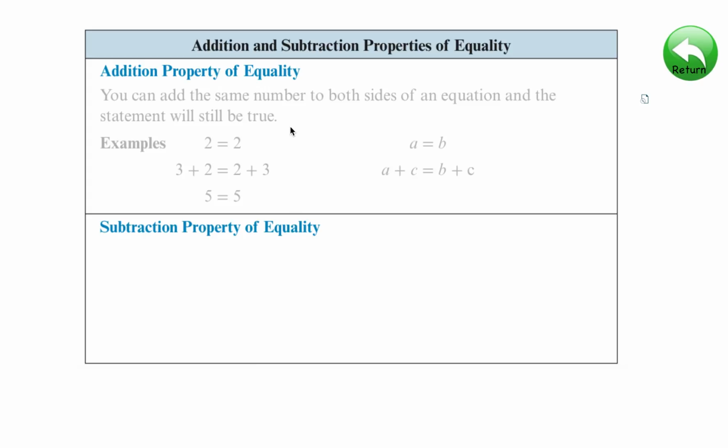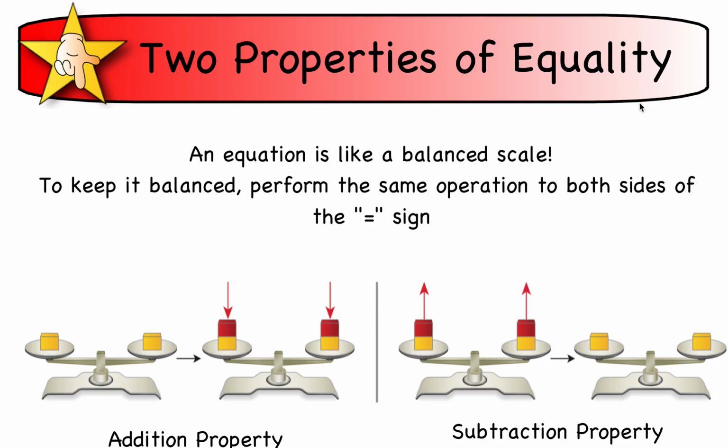The addition property of equality says you can add the same number to both sides of an equation and the statement is still true. For example, if you start with 2 being equal to 2, we can add any number like 3 to both sides and get a true statement like 5 equals 5. If we started off with two variables like a is equal to b, we can add a third variable c to both sides and that would result in a true statement as well.